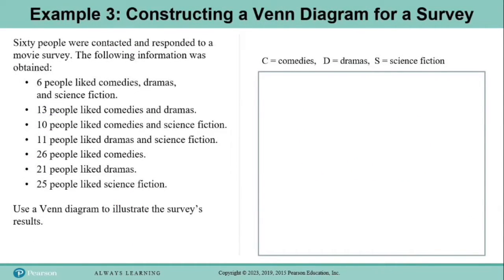And let's keep going with example 3. So this one says 60 people were contacted and responded to a movie survey. The following information was obtained. 6 people liked comedies, dramas, and science fiction. 13 people liked comedies and dramas. 10 people liked comedies and science fiction. 11 liked dramas and science fiction. 26 liked comedies. 21 liked dramas. 25 liked science fiction. It says use a Venn diagram to illustrate the survey's results.